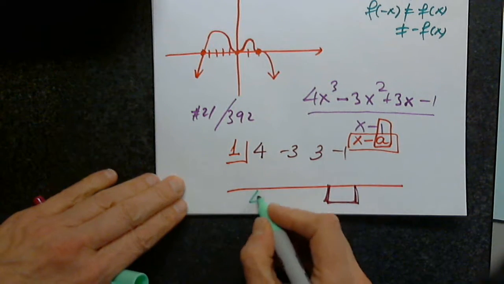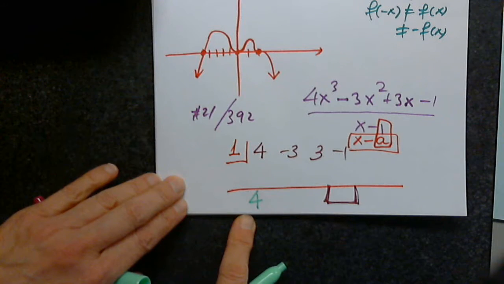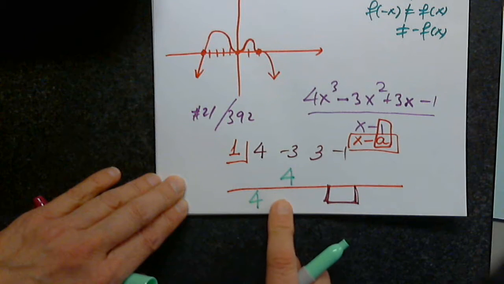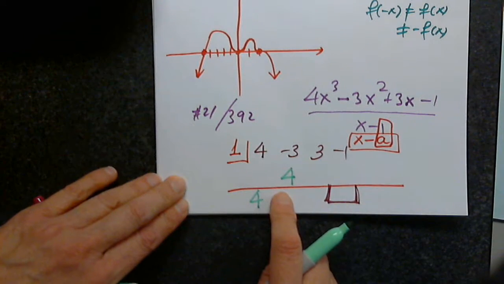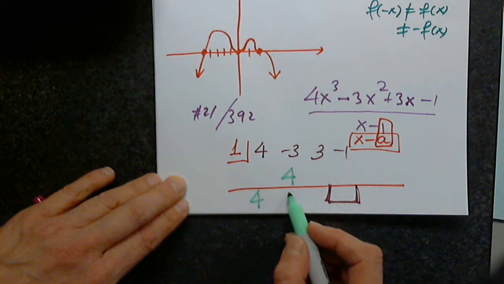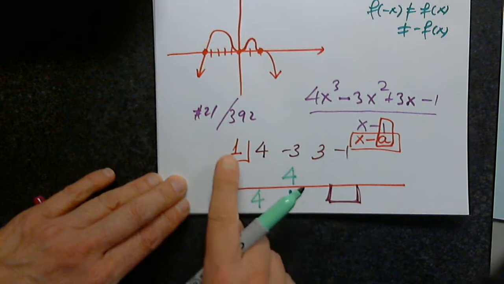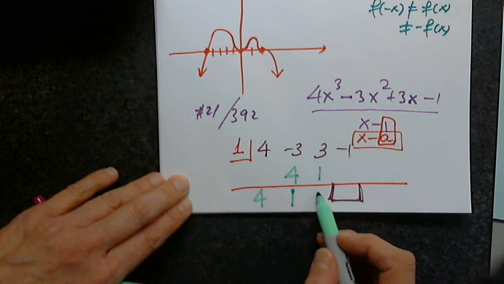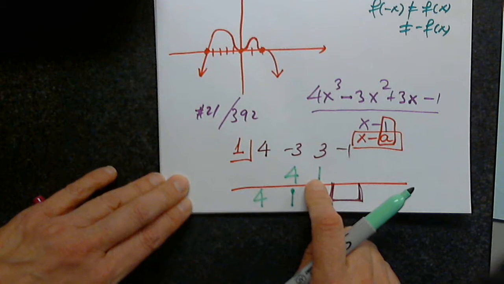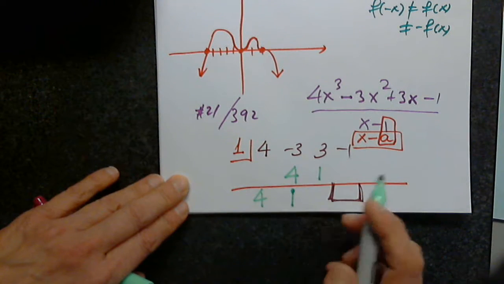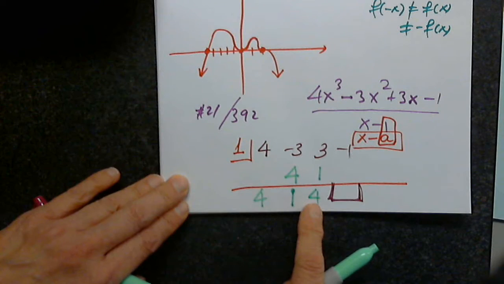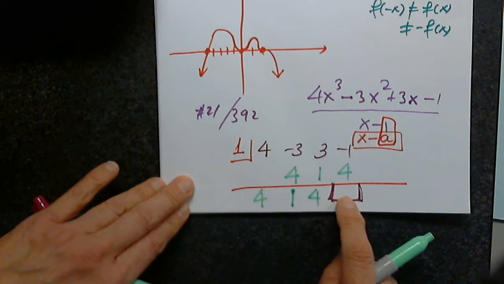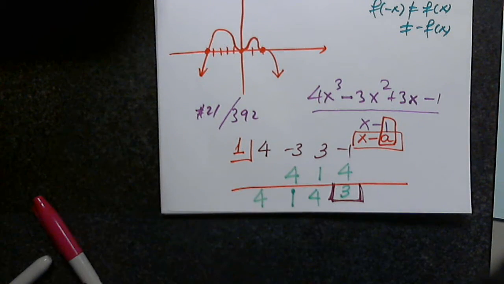Yes, I copy 4. Awesome. 1 times 4. I write it right under negative 3. I perform the operations I see. Tim, are you with me? Is this okay so far? Okay, so 4 minus 3. Good. 1 times 1. Perform the operations you see. 4. 1 times 4. Perform the operations you see. That's it. So now I have to write the answer.